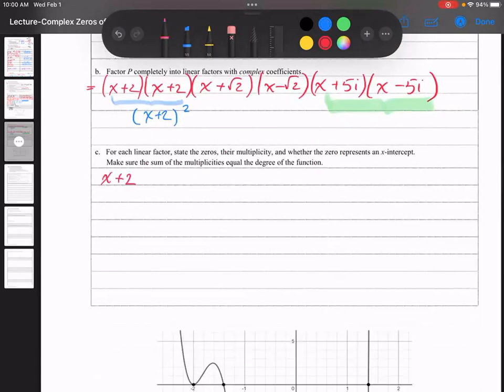So x plus 2 squared equals 0. So that's one zero. It's the same zero, so I'm not going to rewrite it twice. x plus root 2 equals 0. x minus root 2 equals 0. x plus 5i equals 0. x minus 5i equals 0.